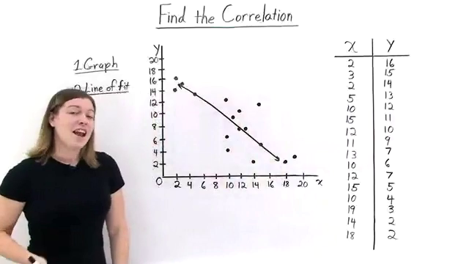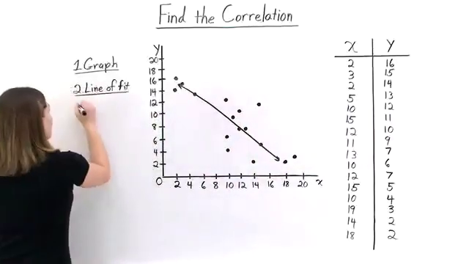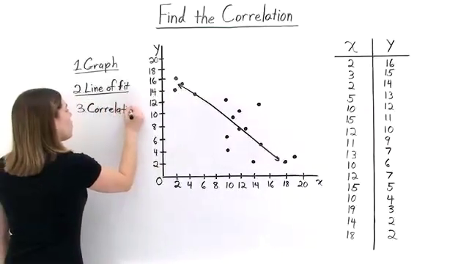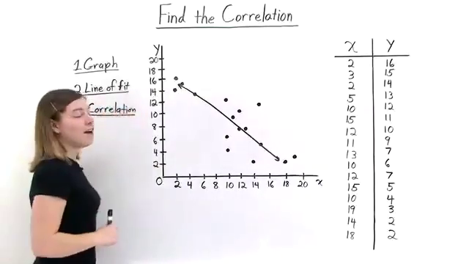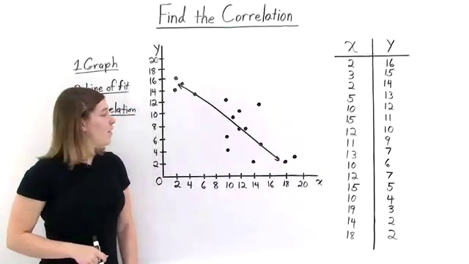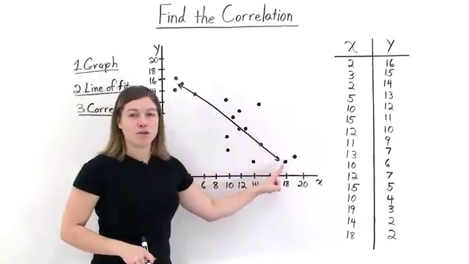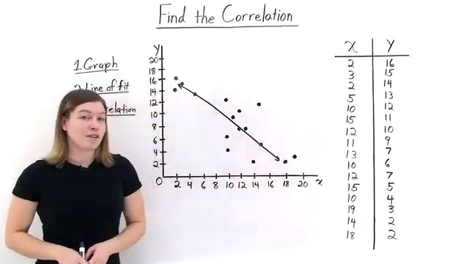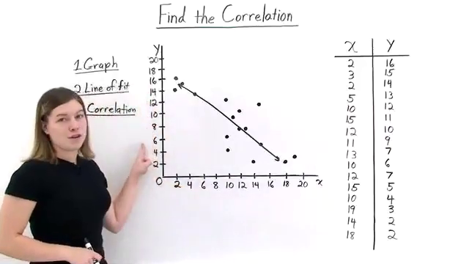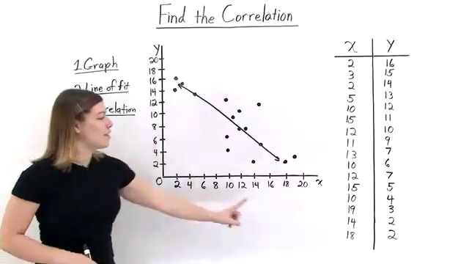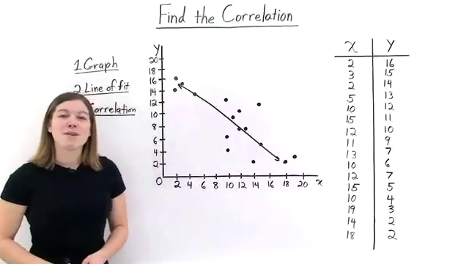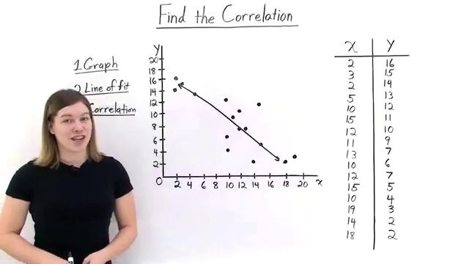Perfect. Now that we have a line of fit for the data, the third thing we need to do is determine the correlation. So we want to see if this data has a positive, a negative, or no correlation. To do that, we look at our line of fit. Our line of fit has a downward slope. So that means the slope is negative. So as the x values increase, the y values decrease, or as the y values increase, the x values decrease. So we have a negative slope. That means that this data has a negative correlation.